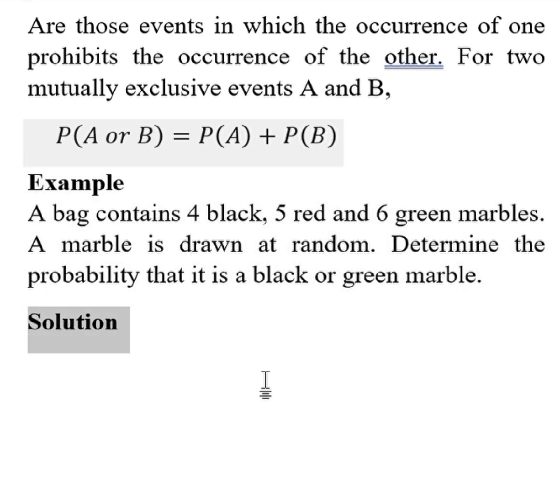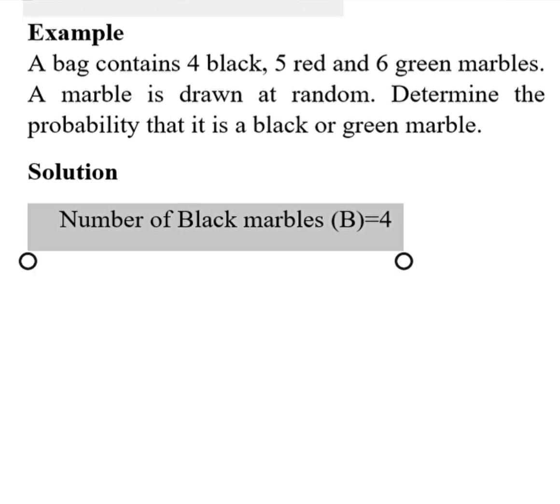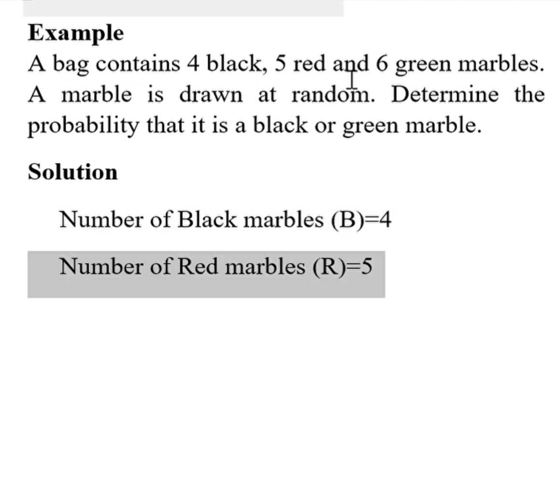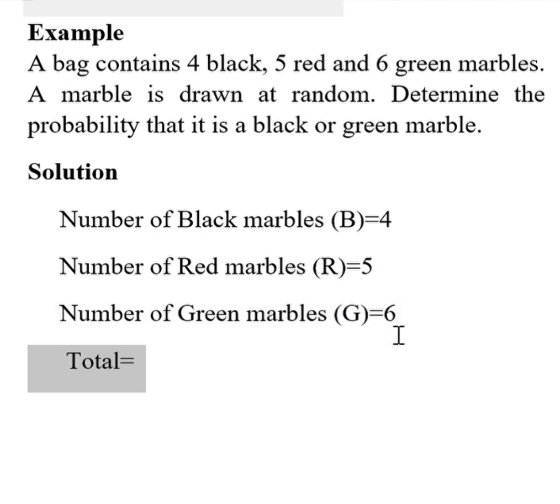Now, the first thing we need to do is to identify the types of marbles we have, in terms of color. You can see the number of black marbles is 4, which we have represented by B. The number of red marbles, represented by R, is 5. And the number of green marbles, which you can represent by G, is 6. Meaning the total number of marbles in this experiment is 4 plus 5 plus 6, giving us 15.